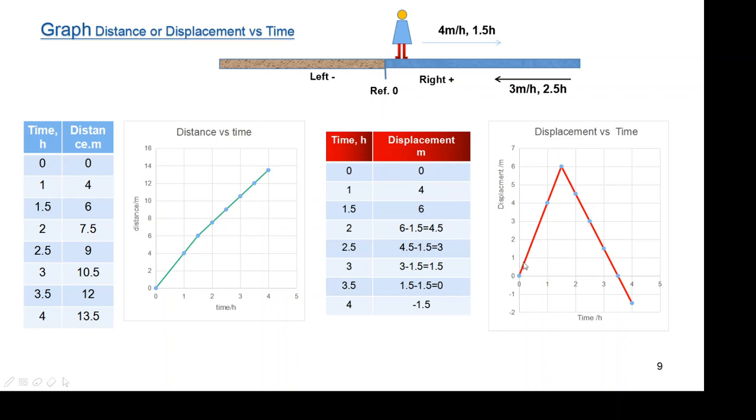Look at displacement versus time. You can see that there is one positive gradient straight line and one negative gradient straight line. Positive gradient is N walking towards the right. Negative is showing that N starts to move towards the left. Ultimately, you see the negative gradient straight line fall below 0. That means N finally is standing at the left, which is 1.5 meters away from the reference.